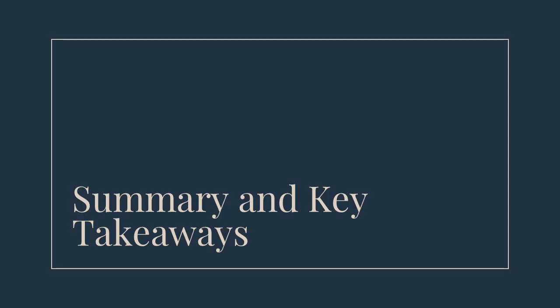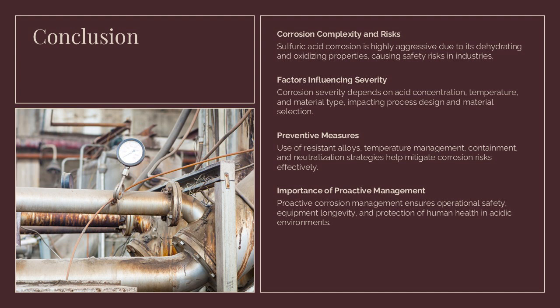Summary and key takeaways. Sulfuric acid corrosion is a complex and dangerous phenomenon that affects a wide range of industrial processes and poses significant safety risks. Its dual action as a dehydrating and oxidizing agent makes it highly aggressive toward metals and organic tissues. The severity of corrosion depends on factors such as acid concentration, temperature, and material type, requiring careful consideration in process design and material selection. Industrial sectors like chemical plants, wastewater treatment facilities, and gas analysis systems are particularly vulnerable to sulfuric acid corrosion.